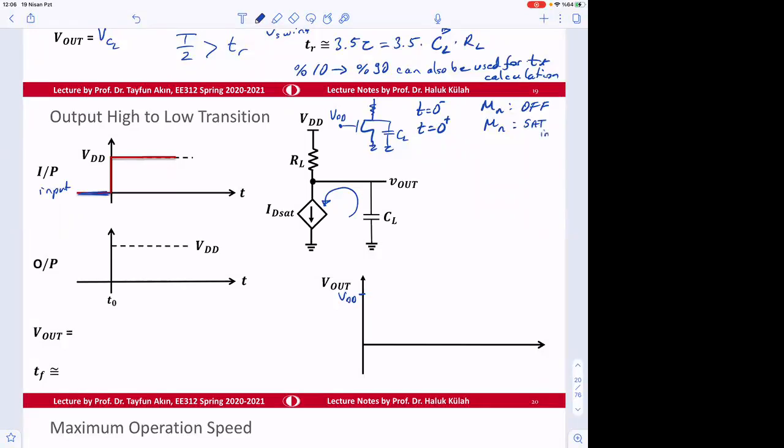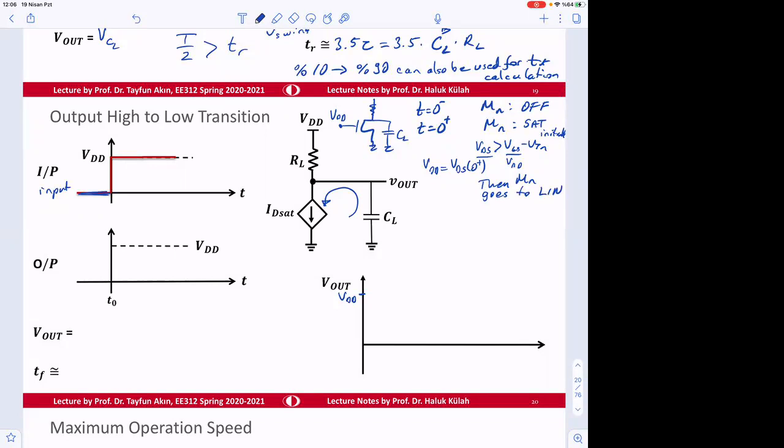Initially, transistor will be in SAT. Why? Because V drain to source will be larger than V gate to source minus VT of N. What is V gate to source? VDD. What is VDS? VDS at 0 plus is equal to VDD also. So initially SAT, then Mn goes to linear.